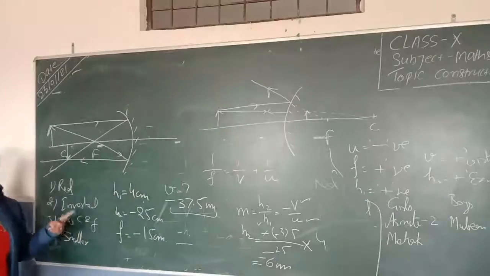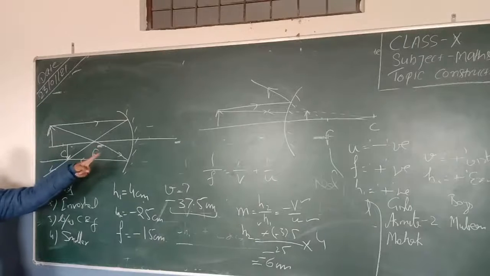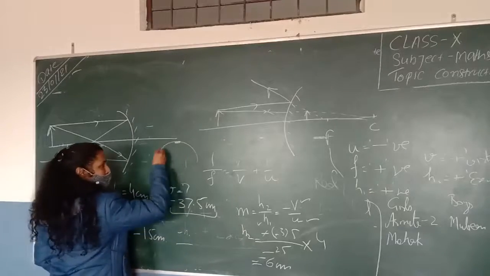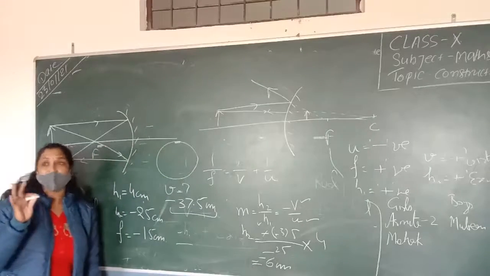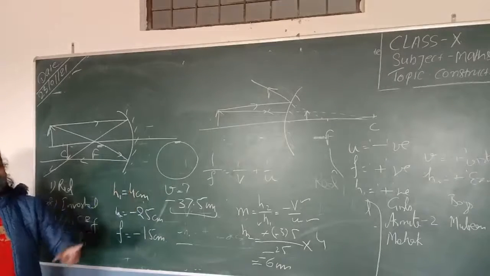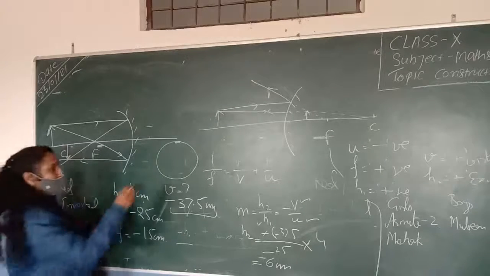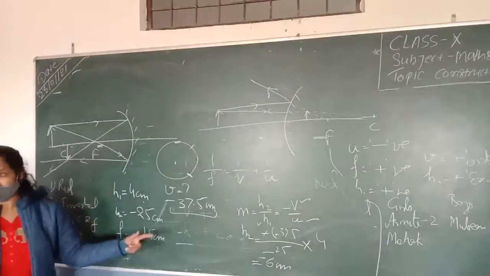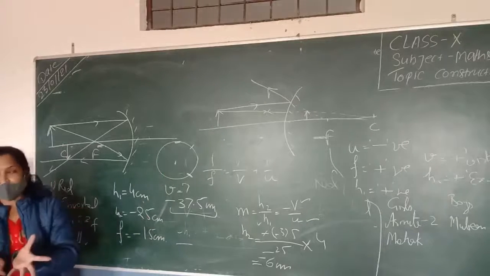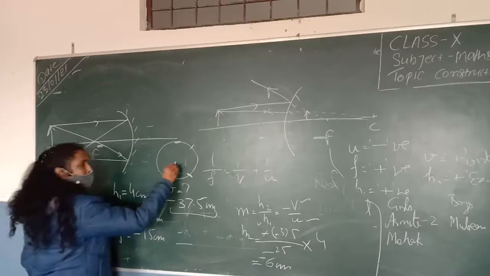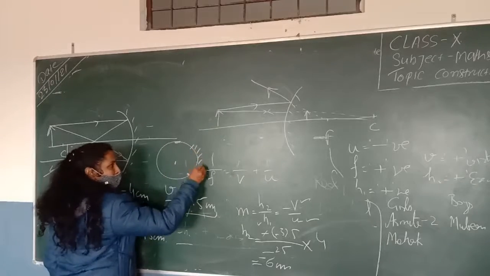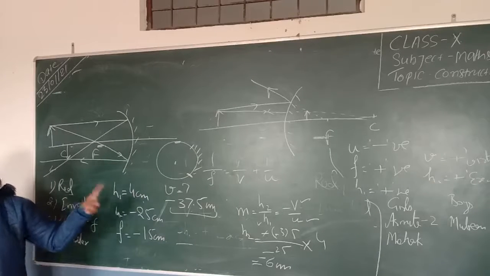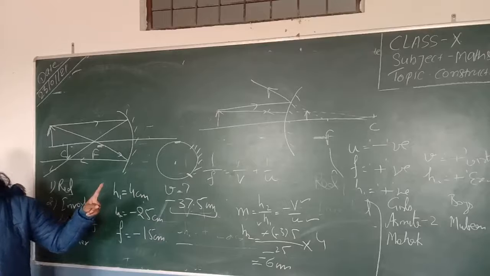The center of the sphere of which this mirror is a part. Since this mirror is a curved surface, this mirror is a part of a circle, not a circle, sorry, sphere. Look at it. So the sphere of which this mirror is a part will have a radius and a center. Now, any sphere will have a center. So the center of the sphere of which this mirror is a part is called the center of curvature.